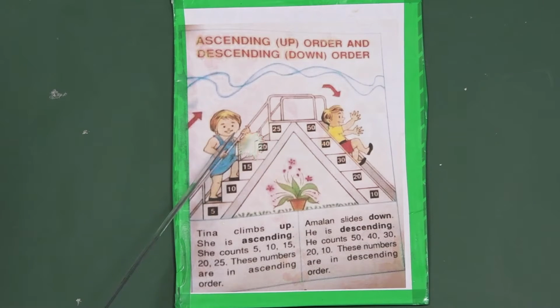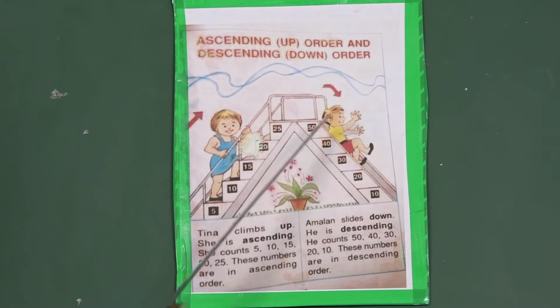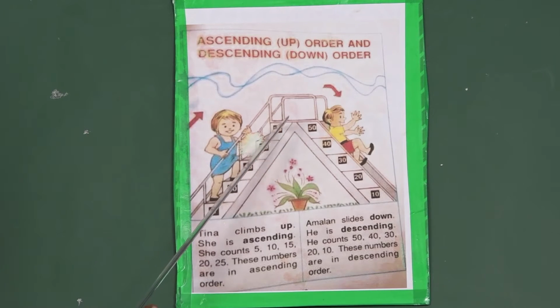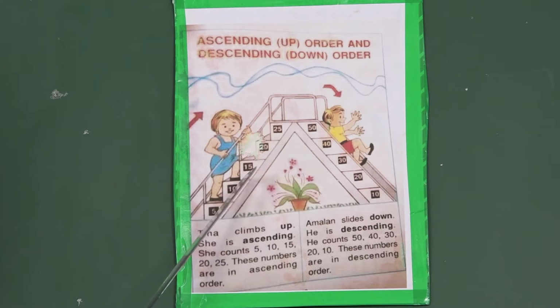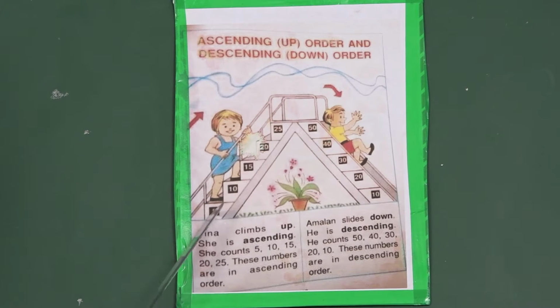Who is she? Tina. Who is he? Amalan. Tina climbs up. She is ascending. She counts 5, 10, 15, 20, 25. These numbers are in ascending order.